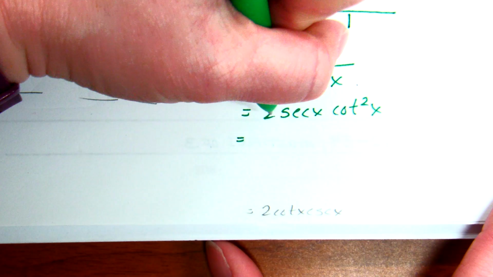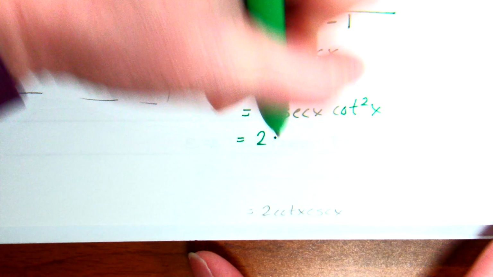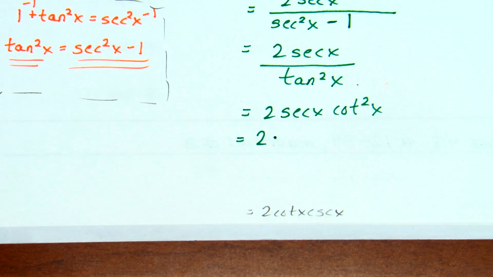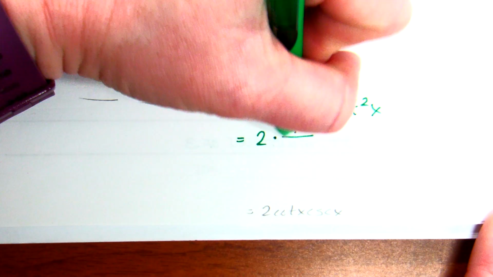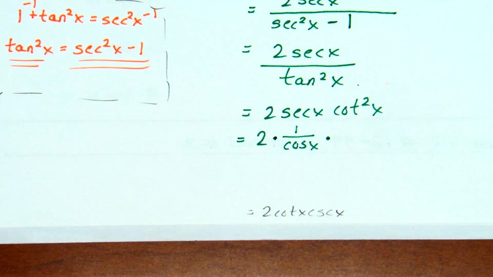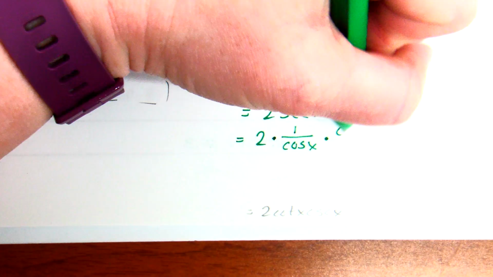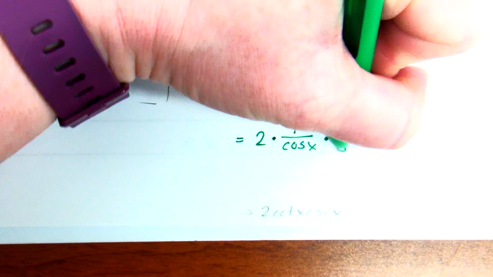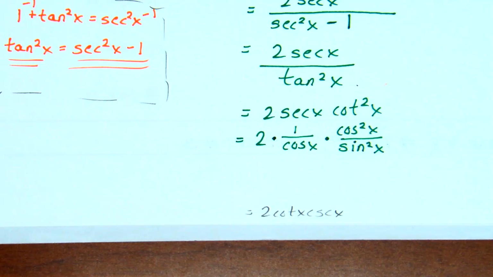You see the 2 out front. And then on top, we still have a cosine. On bottom, we have sine squared. Think ahead to your answer. What do you know about cotangent? Cotangent is cosine over sine, correct? What is cosecant? The reciprocal of sine, so 1 over sine. Do I have those pieces? You just kind of have to show that you have those pieces.